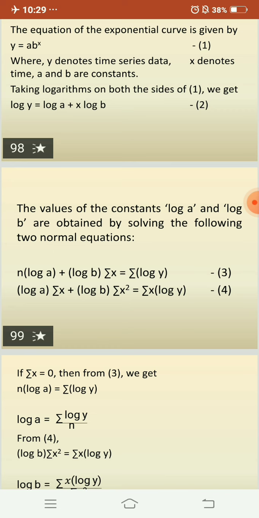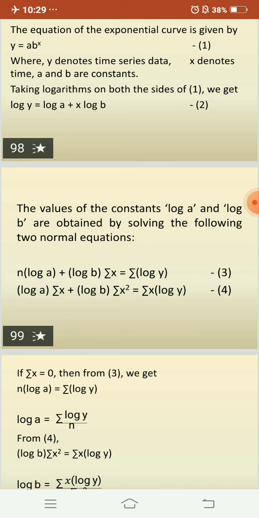We already know how to solve the normal equations in first degree and second degree equations. Taking summation, and multiplying by summation x, then taking summation x equals 0, you automatically get the constant values. Here also, log a and log b are obtained by solving the following two normal equations. Apply the summation here.